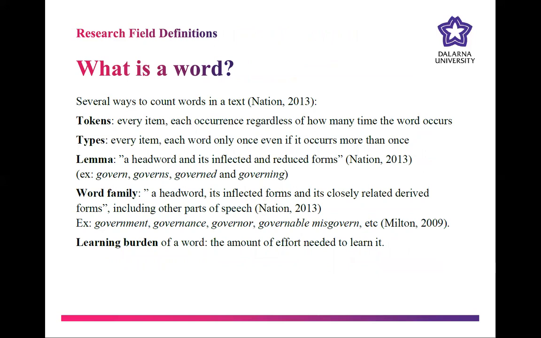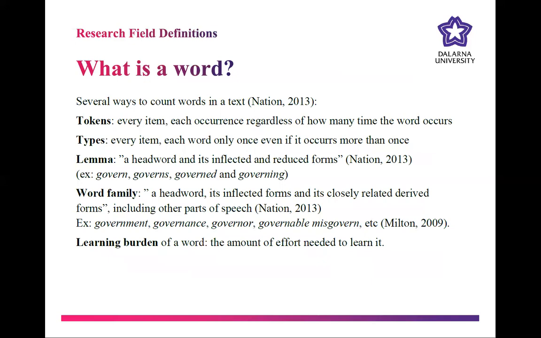There are several ways to count words. Tokens and types refer to counting every item in a text. Tokens are each occurrence of a word, while types refer to counting each word only once. Then we have the lemma, which is a head word and its inflected and reduced forms, and the word family, which consists of a head word, its inflected forms, and its closely related derived forms.